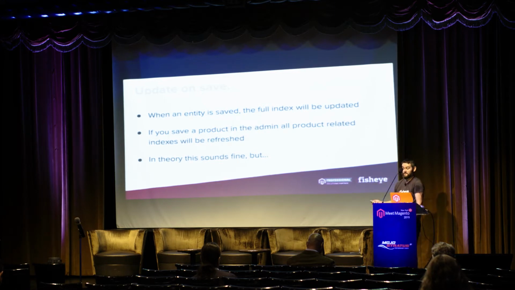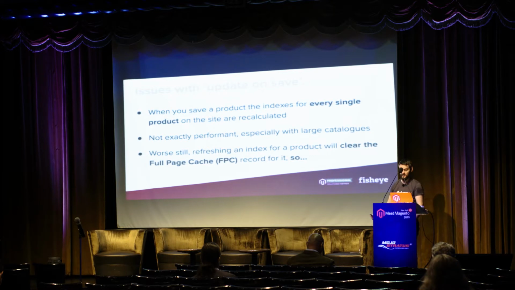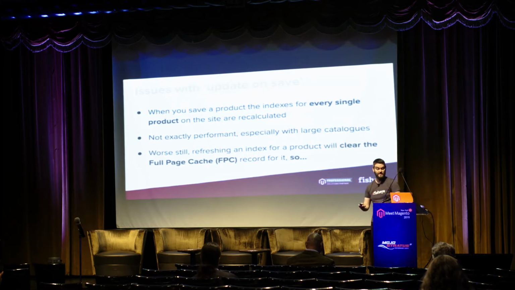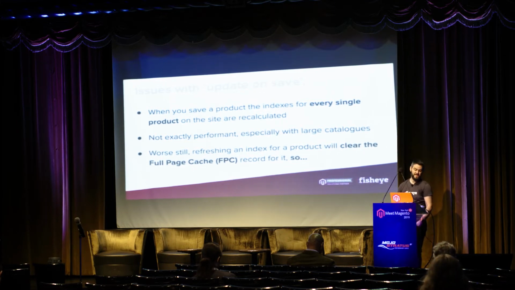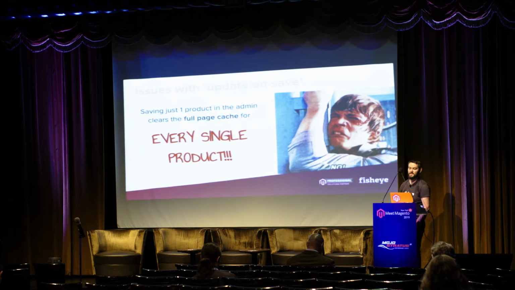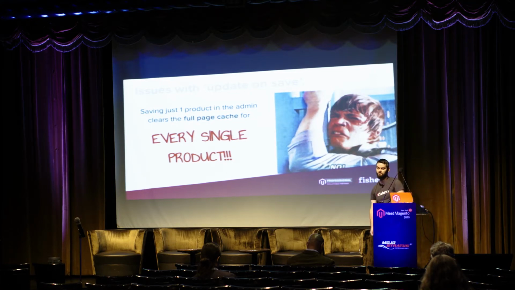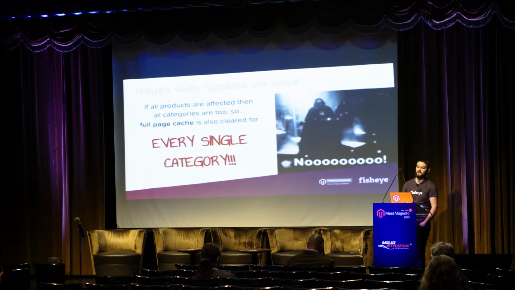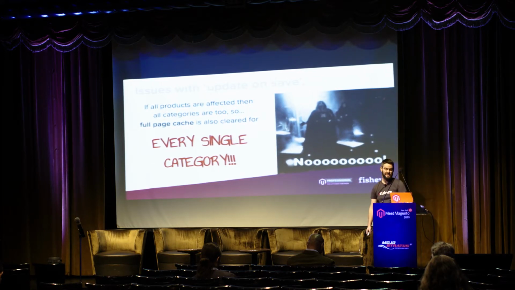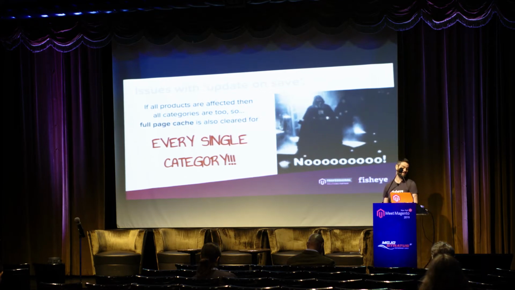That might sound fine in theory, but if you have a large catalog, it can really hamper performance. And worse still, saving a product and reindexing it clears its full page cache entry. So to wrap all that up, if you have update on save enabled and you save one product in the admin panel, you've just cleared the full page cache for every single product on your website. And because products are linked to categories, and if you refresh a product it also refreshes the index for that category, you'll also clear the cache for every single category on your storefront too. So by saving one product in the admin, you've basically cleared the entire cache for the whole of your website.